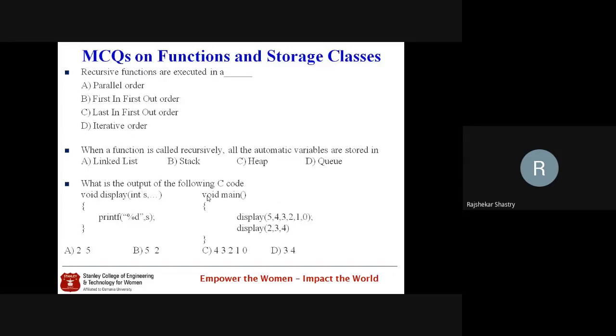Next question. Recursive functions are executed in a dash manner. Parallel order? Parallel means all versions are created and simultaneously executed. Is that true? Or first in first out order, which means in a queue manner, or last in first out order, or iterative order. Last in first out order, sir.